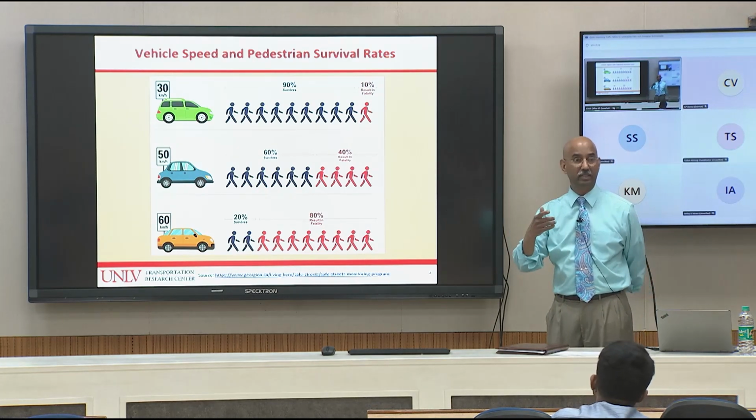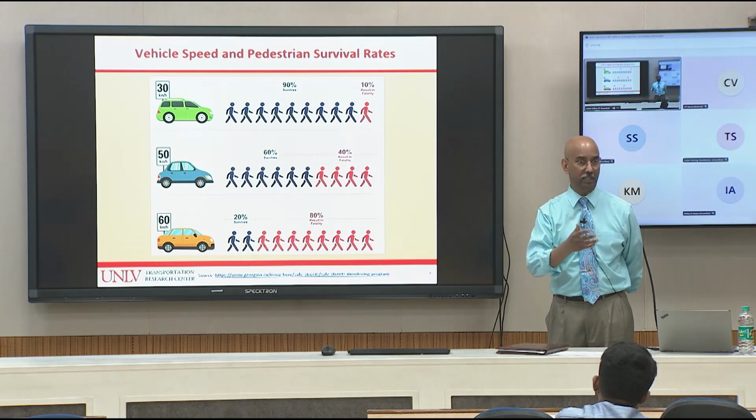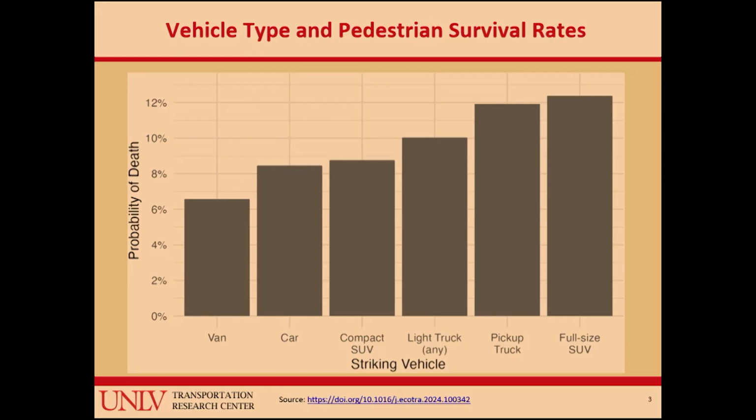So this goes back to designing roads and posting speed limits that are appropriate to the conditions. Here is another way of looking at it, by the type of vehicle that might impact a pedestrian. The probability of death is what is given, and I believe this is for a 30 kilometer an hour impact. The larger the vehicle, the lower the likelihood of survival, or the higher the probability of death. That is the other message from here.